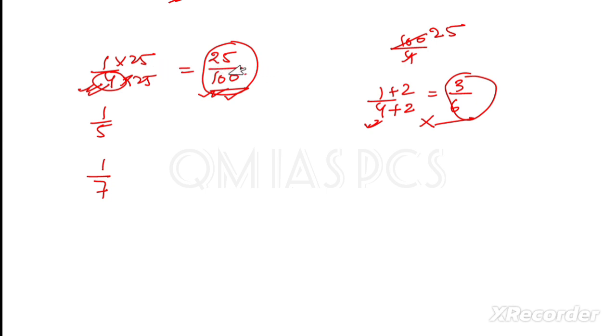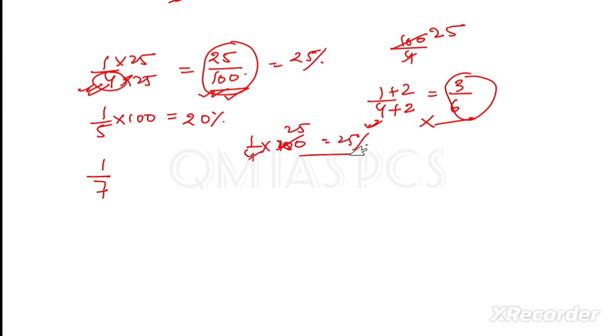Here we have made it in terms of hundreds, it is 25, so it will be 25%. This is one method to convert into percentage. Another method is to just multiply by 100. Here for 1 by 4 we multiply by 100, so it will be 25, so 25% is your answer.